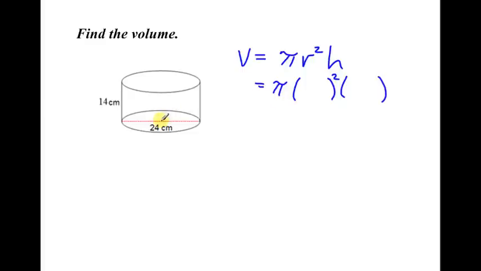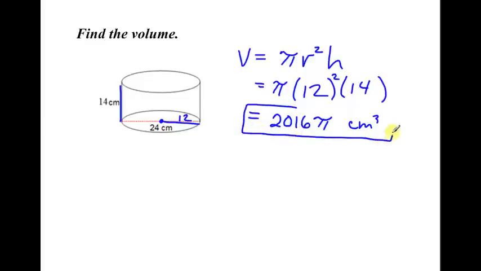Well, what is the radius? That's from center out, so that's going to be 12 as we chop up that 24 into that spot, and the height we find right there is 14. So let's calculate this, and let's keep it in terms of pi so we stay exact. The numbers multiply out to 2016, and the pi is still in there. And what would be our final unit? These were centimeters, so let's put down cubic centimeters as our volume.